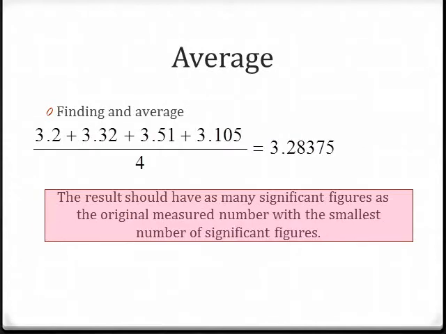Average is always a little goofy because really what you're doing is you're adding and then you're dividing. But we're just going to say in general, when you average, the result should have as many significant figures as the original measured number with the smallest number of significant figures. So if this has 3, that has 2, if this has 4, 3, 3, 2, this final answer should have 2 as well.